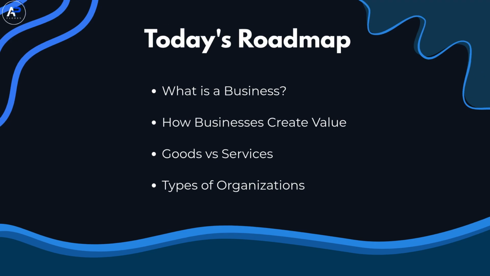Hopefully, by the end of today's lesson, you should be able to define what a business is, explain how these businesses create value, distinguish between goods and services, and identify the major types of organizations. Because these aren't just vocabulary words you'll memorize for a quiz, they're rather ideas you'll use throughout the entire AP Business course. Nearly every future unit builds on today's lesson, so make sure you understand these concepts properly before moving on. So what exactly is a business?